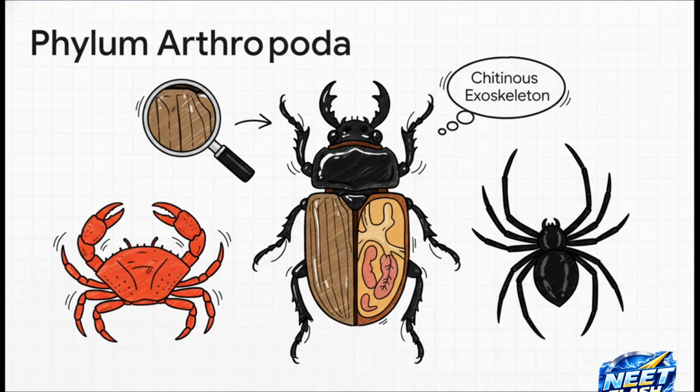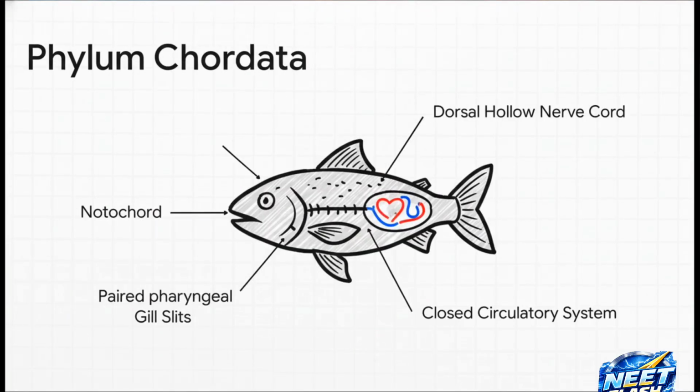Their winning formula? A tough, protective exoskeleton made of chitin, incredibly versatile jointed legs and wings, and an open circulatory system where blood kind of just sloshes around and bathes the tissues directly. And in the other corner, you've got our team, the chordates. This is the blueprint for all vertebrates: fish, birds, mammals, us. What brings us all together is that at some point in our lives, we all have a notochord for support, a hollow nerve cord running along our back that becomes our brain and spinal cord, pharyngeal gill slits, and a super efficient closed circulatory system where blood is always contained within vessels.